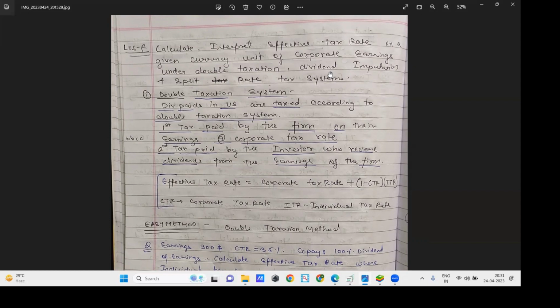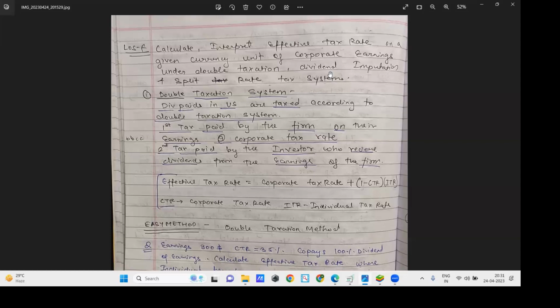Suppose the company has earned $100 and the corporate tax rate is 35%. So $35 is paid by the company to the government, and the remaining amount is $65. The $65 is net income, and suppose the company has a 100% payout ratio, that is, it distributes $65 to its shareholders. The shareholders will be taxed at the dividend tax rate. Suppose the individual tax rate is 20%. So on the $65, the shareholders will be taxed.